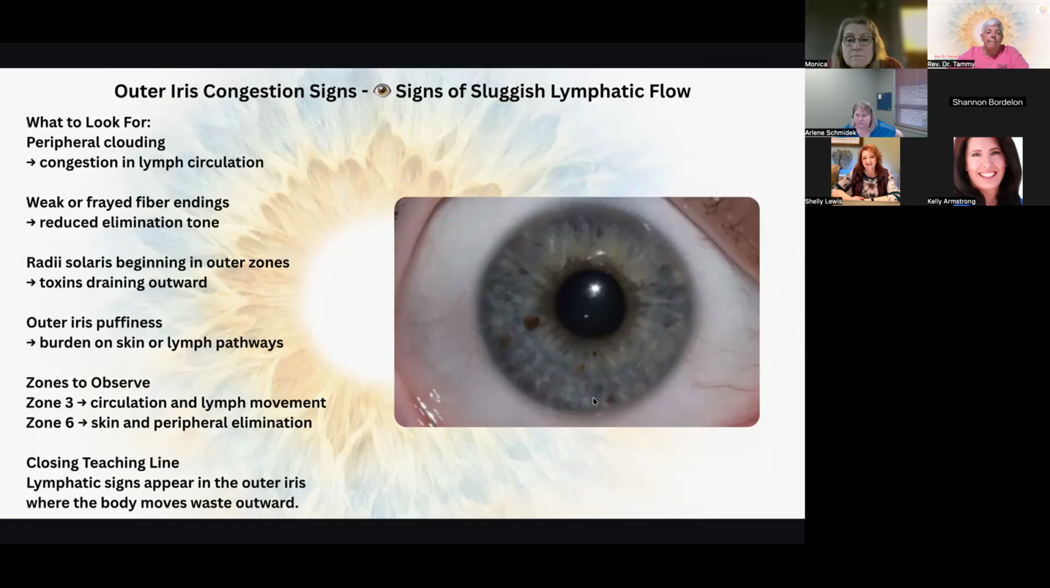What about those freckles? Freckles, we're going to touch on a little bit later, but that's what I see. Yeah, that's an issue. So this person's not eliminating well at all.